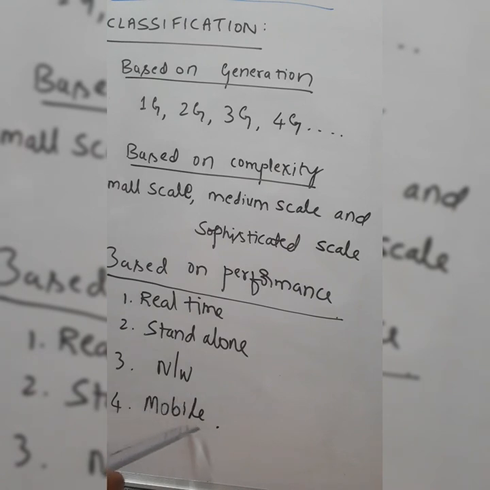And then coming to the mobile, it should provide portability. That means it should be able to be carried from one place to another very easily. So the examples for mobile embedded system are MP3 player once again, mobile phones and digital camera. These are all the classifications of embedded system.